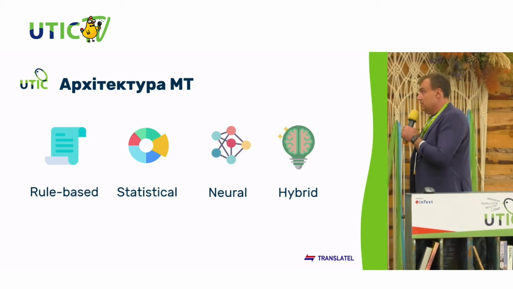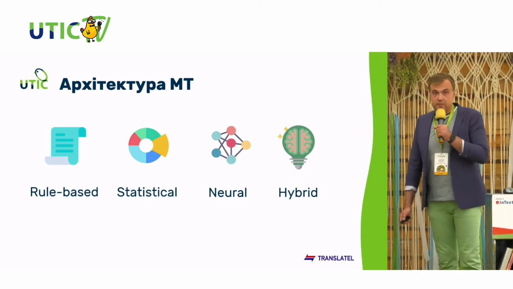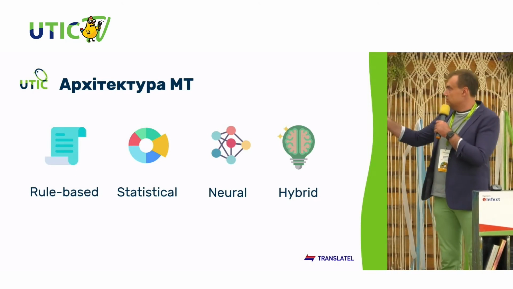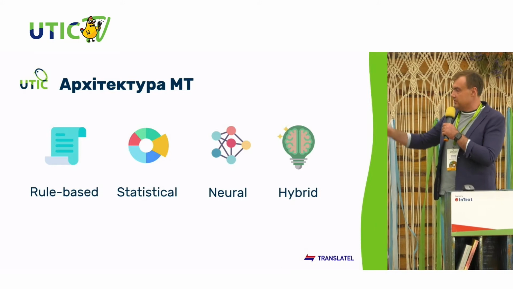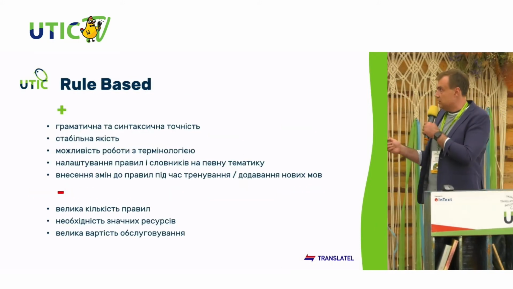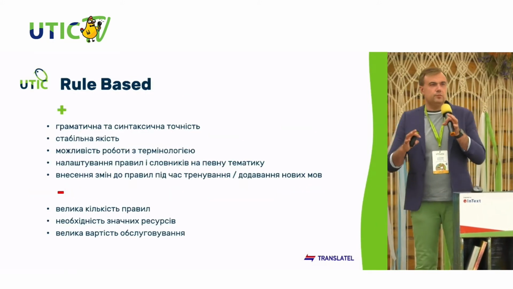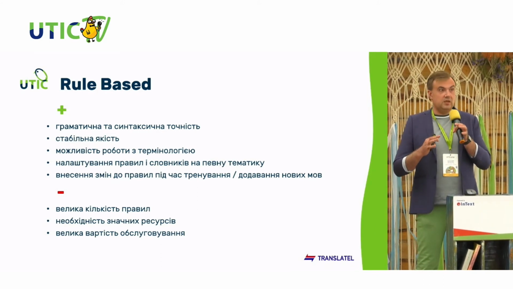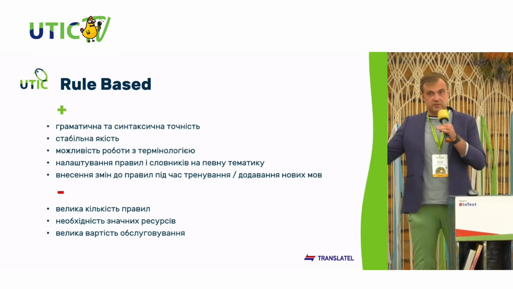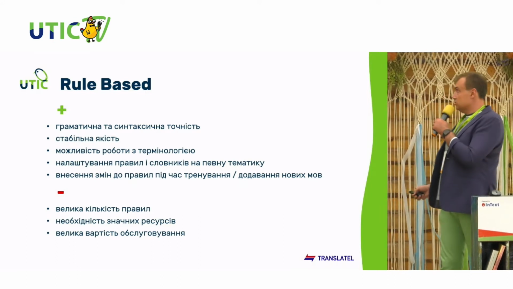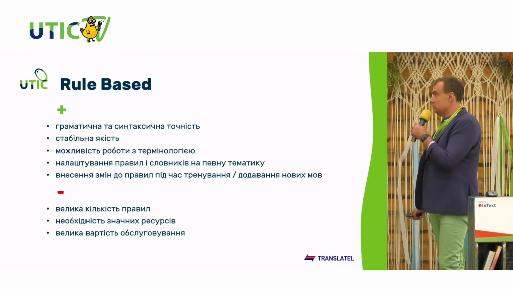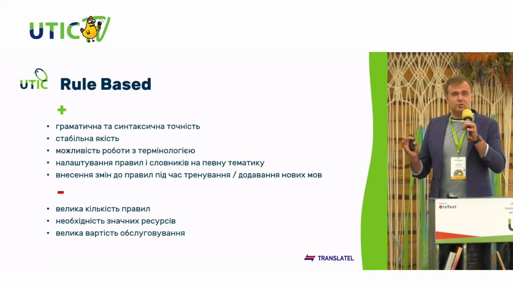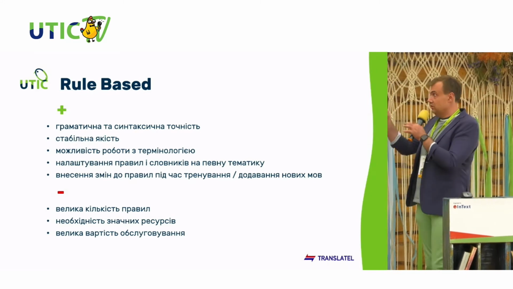As regards the architecture of the engines, I've already mentioned RBMT. Here we have statistical systems, neural and hybrid as well, as a combination of the previous systems. I'm going to talk about the systems at the level that each and every linguist should know, regardless of whether you are planning to post-edit machine translation. So rule-based is about grammatical and syntactical accuracy.